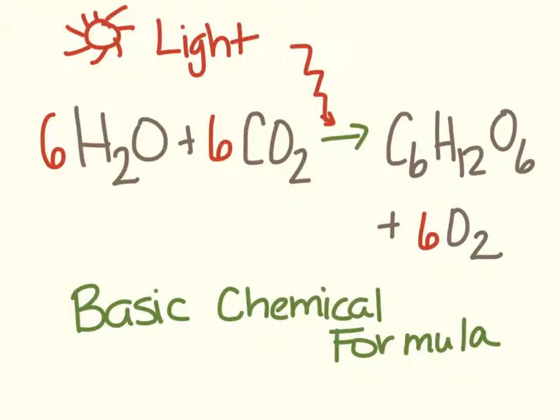First thing we'll look at here is the basic chemical formula for the photosynthetic reaction. We begin with 6 molecules of water, H2O, and 6 molecules of carbon dioxide, CO2. In the presence of light energy, this will become 1 molecule of glucose, C6H12O6, and 6 molecules of oxygen, or O2.